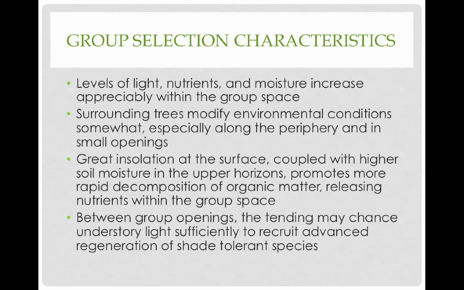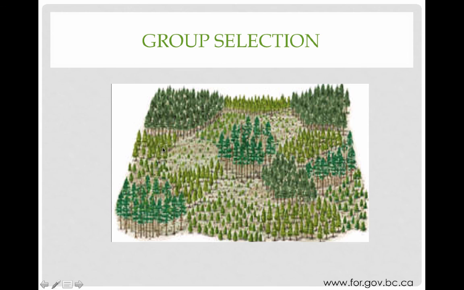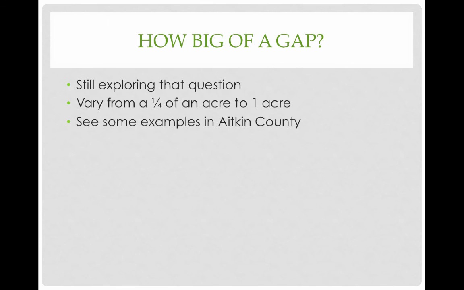So we have this idea of creating groups, and we may be focusing on our newest group, where we opened up this growing space, but we're still tending in some of these more mature age classes. So how big of a gap? Well, we're still exploring that question, and it's really variable depending on your site and your history. Gaps can vary from a quarter of an acre to an acre to maybe 3 to 5 acres. There is a lot of variability in how big of a gap we want to make.